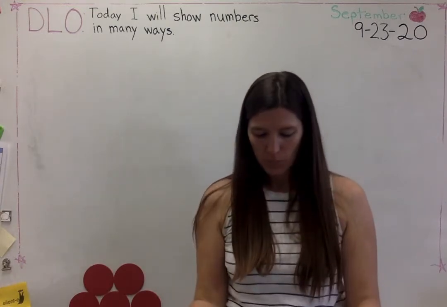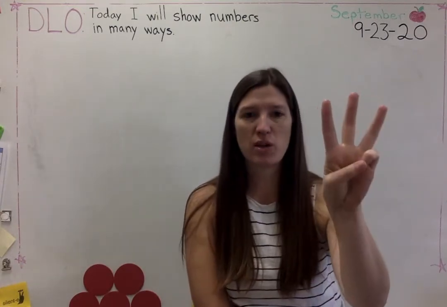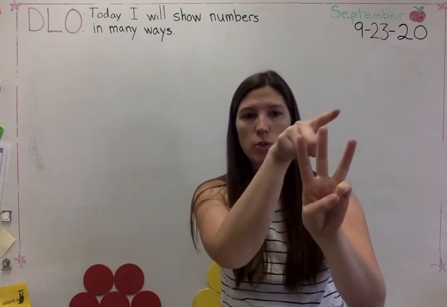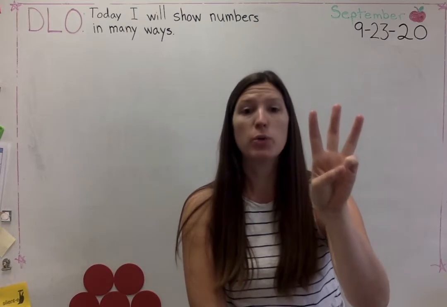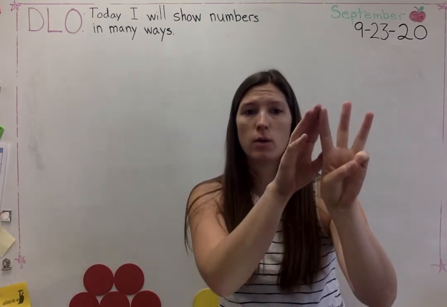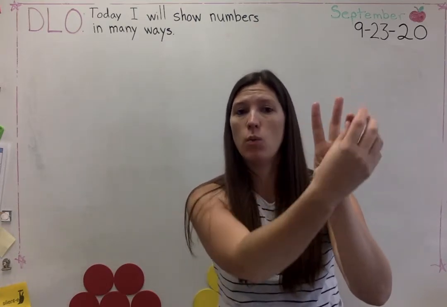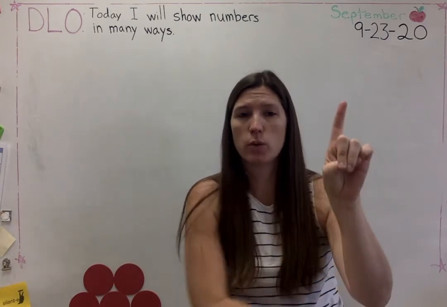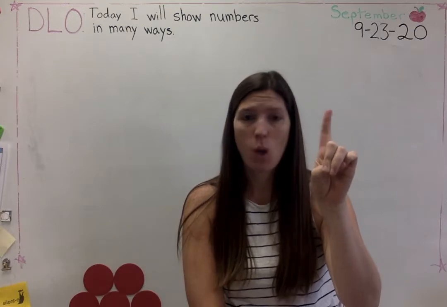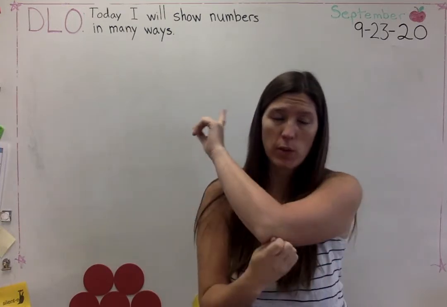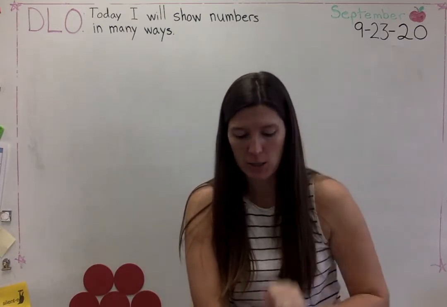Okay, hold up 3 fingers. 1, 2, 3. Now, I want you to put down 2. Physically push it down. 1, 2. How many fingers are left? 1. We took away. We're showing our numbers in many ways. We're using our fingers. Okay, let's do another one.